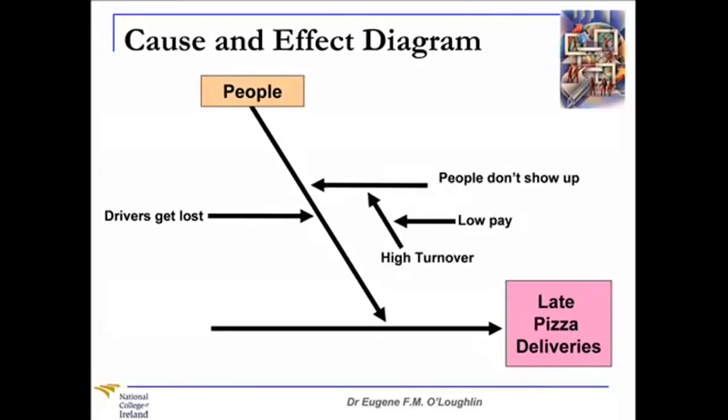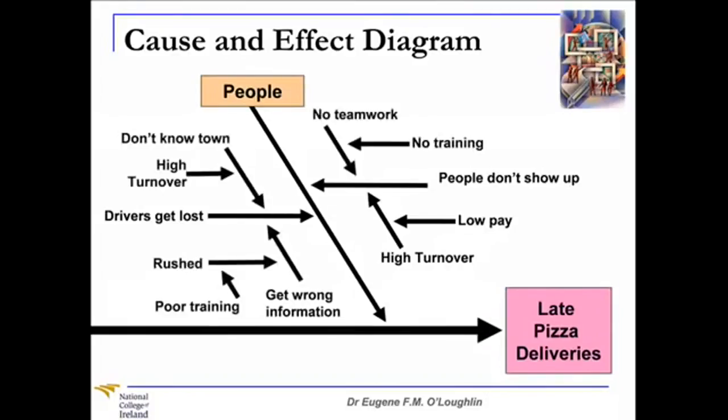So I fill that out, and I start with people don't show up, and I look at, for example, perhaps there's a high turnover of staff. And that might be a reason why people don't show up. Why is there a high turnover of staff? Well, it could be because of low pay. And we fill out the rest of our diagram. Also, another reason why people don't show up could be that there's no teamwork, and there may well be no teamwork because of no training.